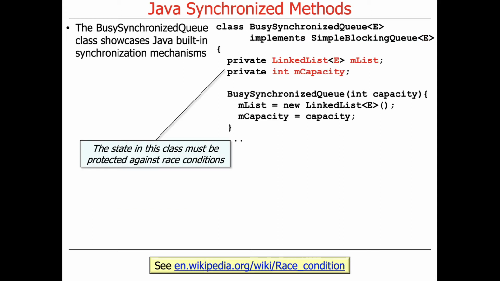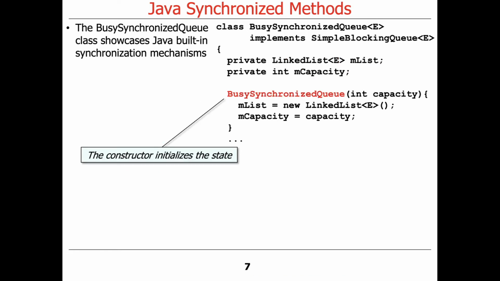Here's the state that's part of the class. This is what needs to be protected against race conditions. You can see it's a linked list, and it's an int that keeps track of the number of elements that are in the queue. The constructor just initializes the state.